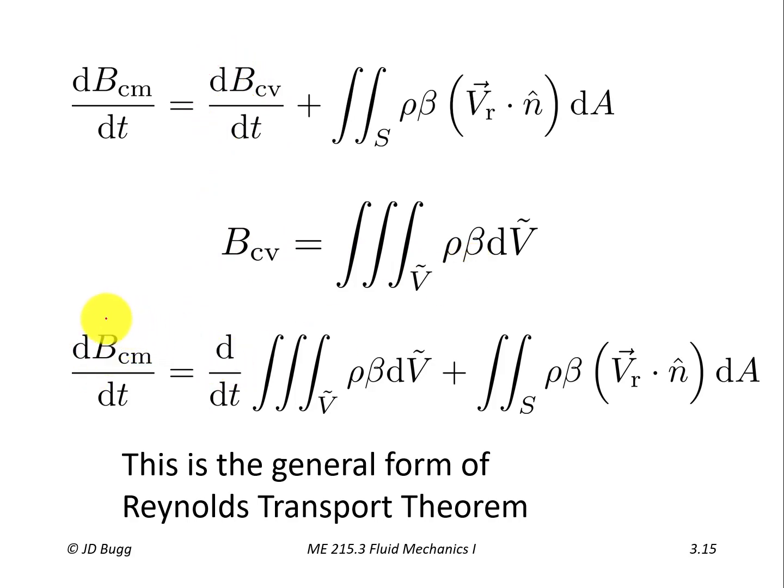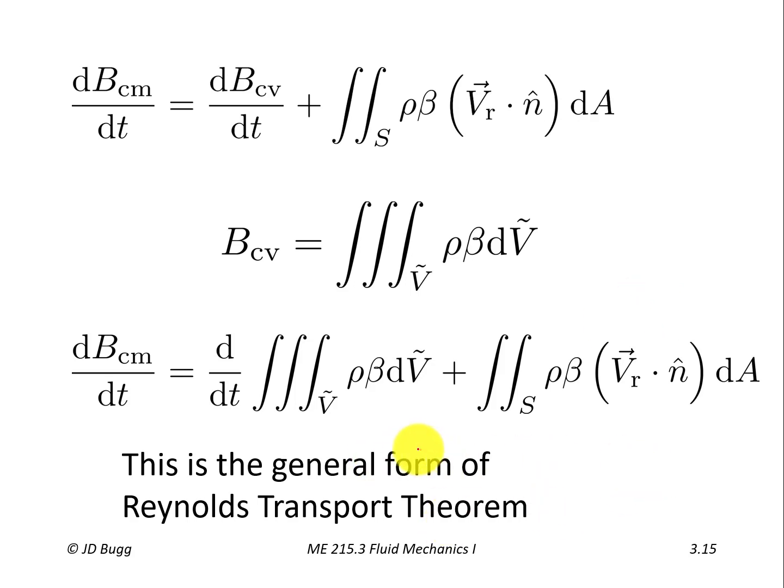To recap, the rate at which B is changing in our control mass can be related to what's happening in the control volume by two major terms. One is the rate of change of B in the control volume, and the other accounts for B entering and leaving the control volume. If you compare this to our equation for conservation of energy in an open system that we talked about in thermodynamics, you'll see that it has those same general parts. We're going to be revisiting conservation of energy at the beginning of the next module. So that's the end of the development of this general form of Reynolds Transport Theorem.